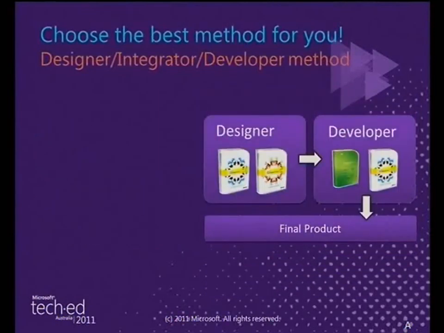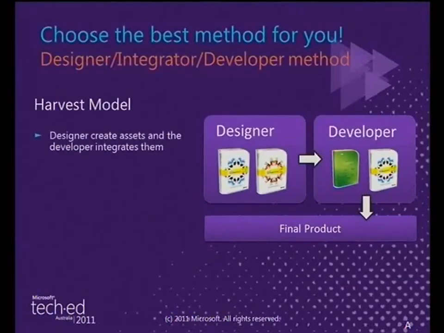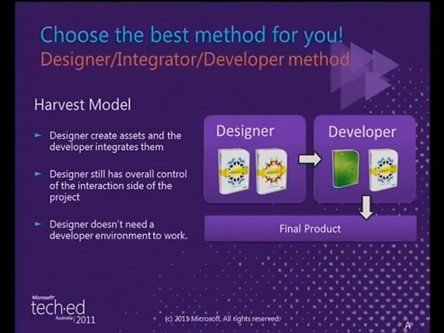The next one I wanted to quickly go over is the harvest model. This is where the designer has a little bit of experience in Expression Blend, but may not necessarily feel comfortable working on a project and integrating into an actual final product. So the designer will build out these XAML assets and then hand them over to the developer who will integrate them into the project. The interesting thing about this, and you'll see that when we do the live example, is that it's really, really easy to integrate XAML assets into your project if you've set it up correctly with resource dictionaries and that sort of thing.